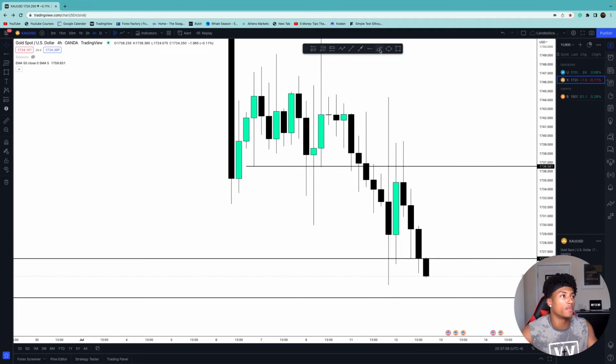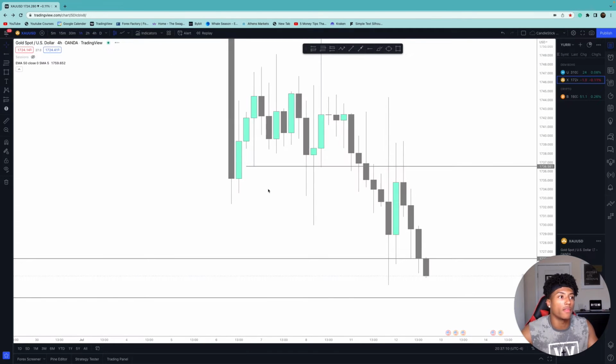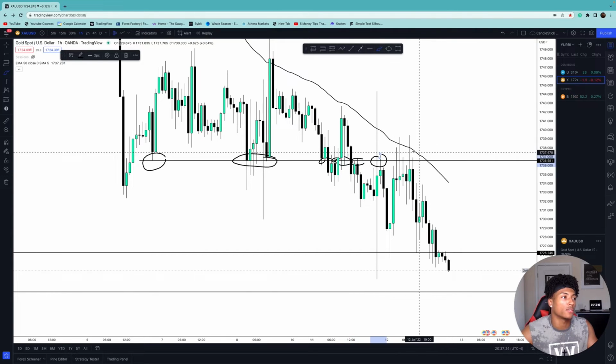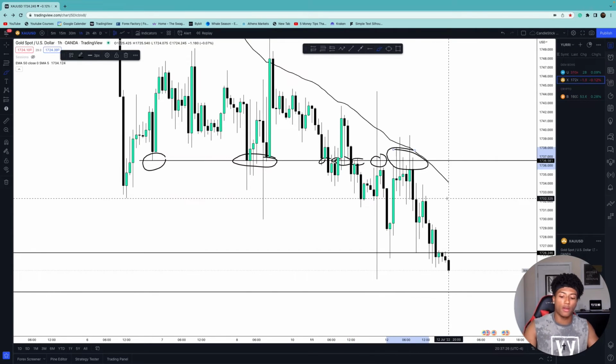and that usually helps me because I find this on the 4-hour, and then I can go on the 1-hour and see, all right, boom, we got support, got all the support here, a little bit of support, resistance, support, resistance, major resistance, and then all this resistance here.